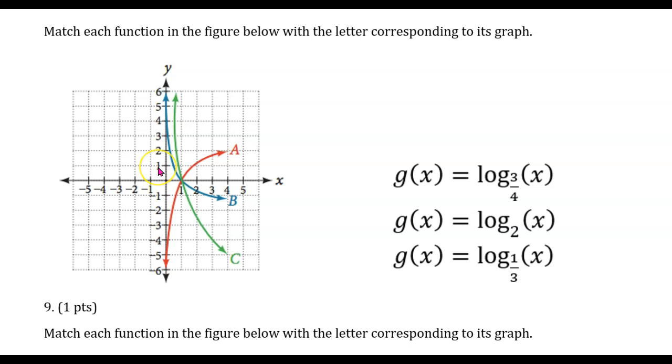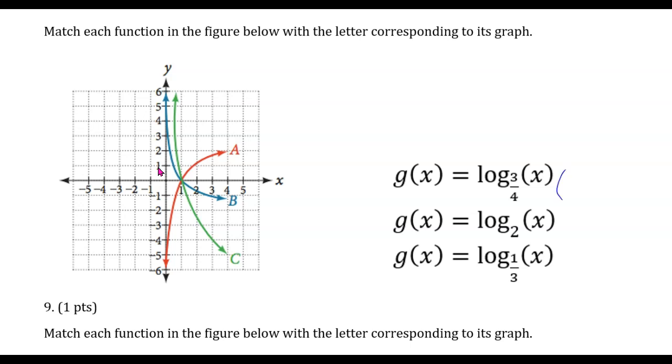Match each function in the figure below with the letter corresponding to its graph. We have a normal looking natural log, which is A. We have one that is coming down, which is B, which looks like it might have gotten reflected, except that it didn't. Instead, it's got a fractional base. This one also has a fractional base. Let's see if we can use the strategy we used last time to figure out which one this is.